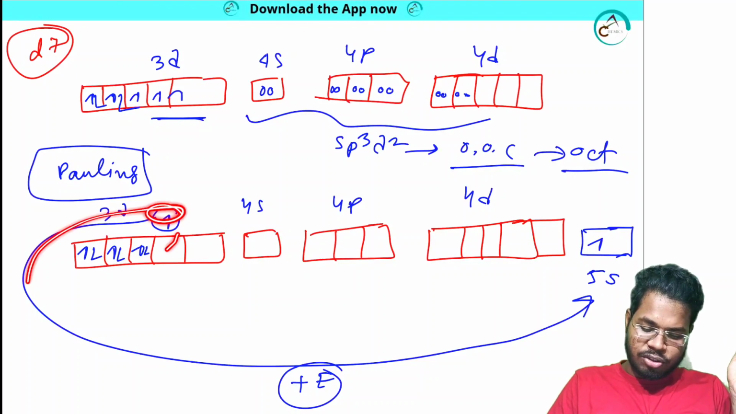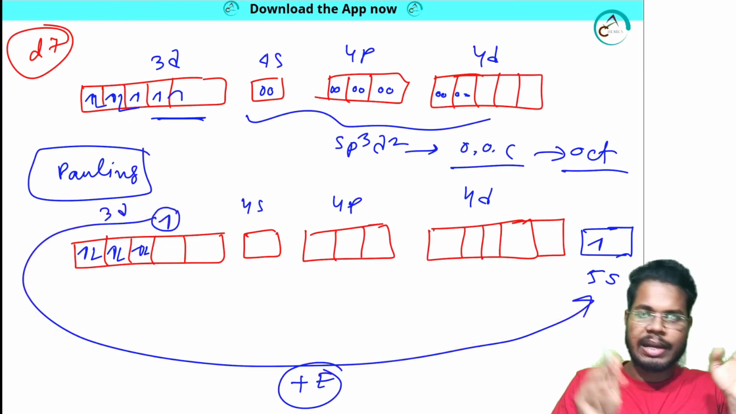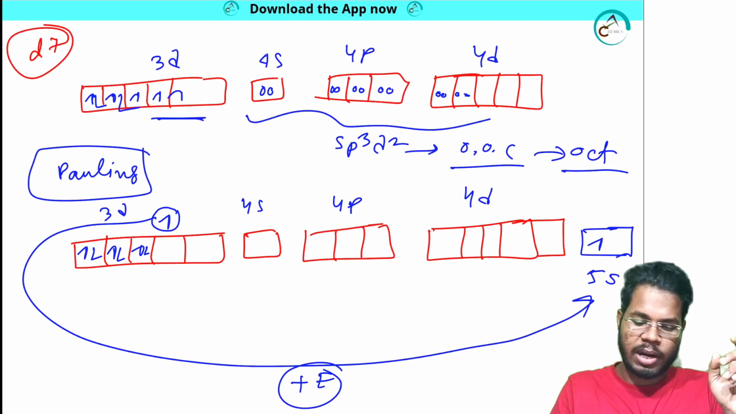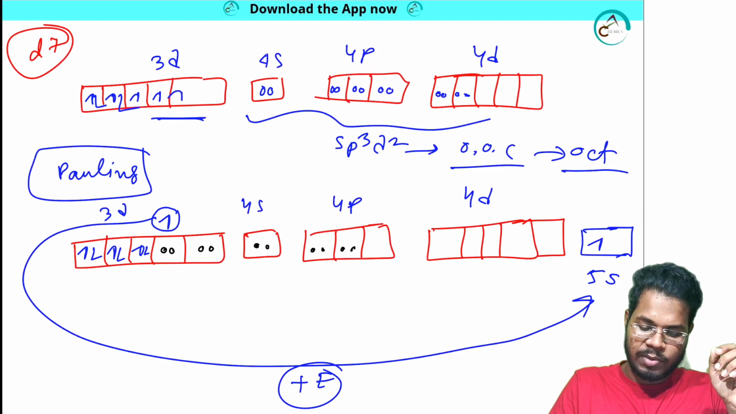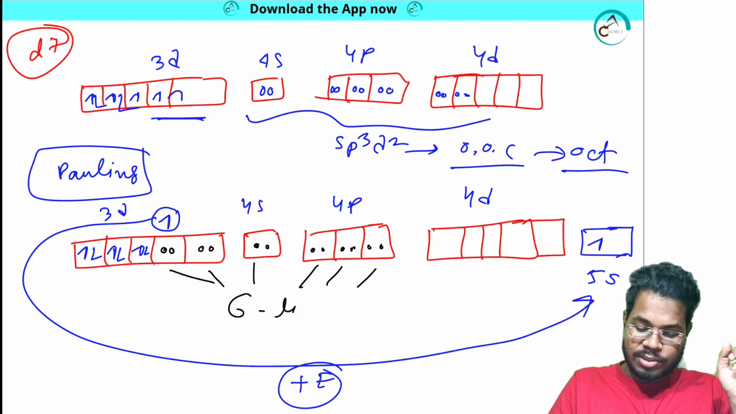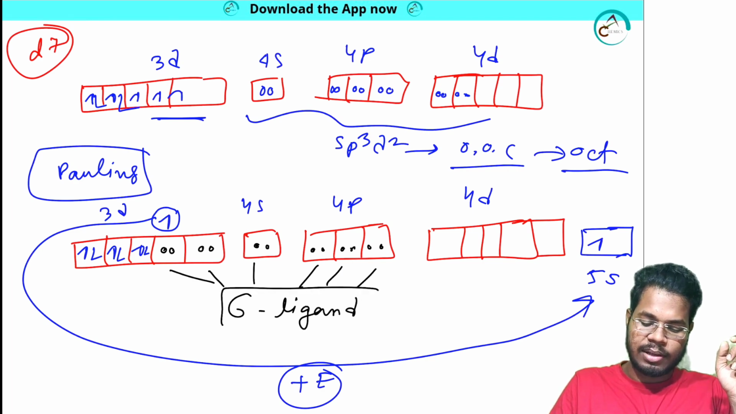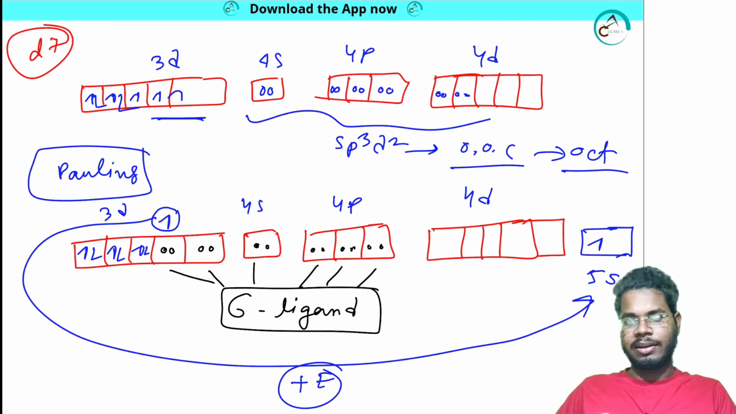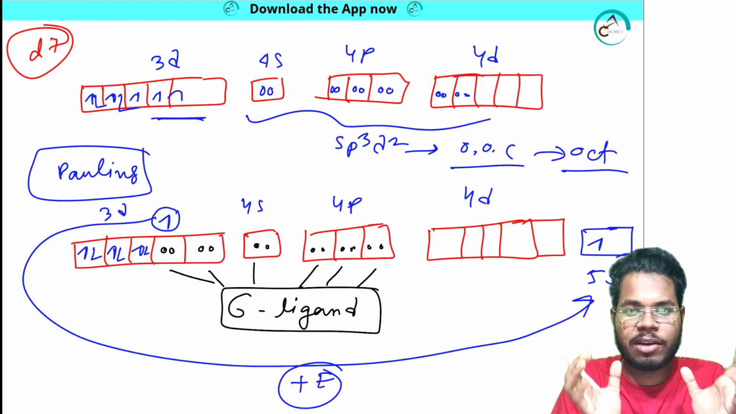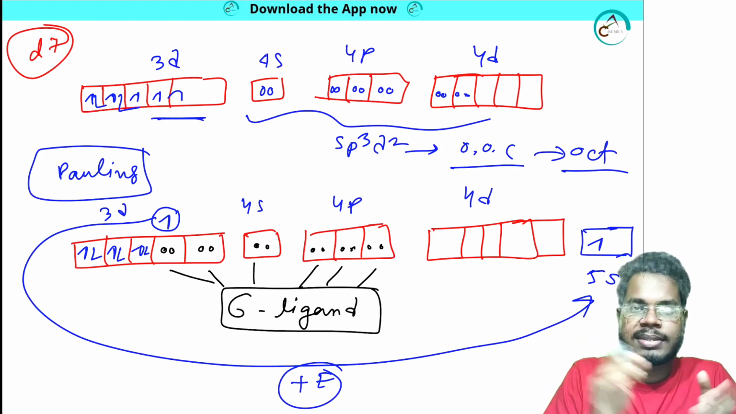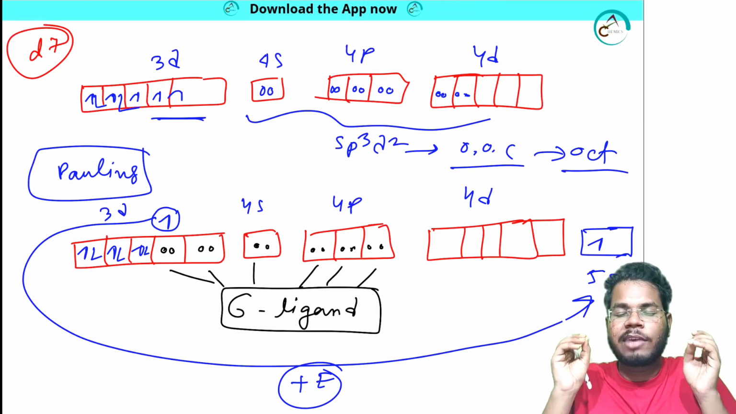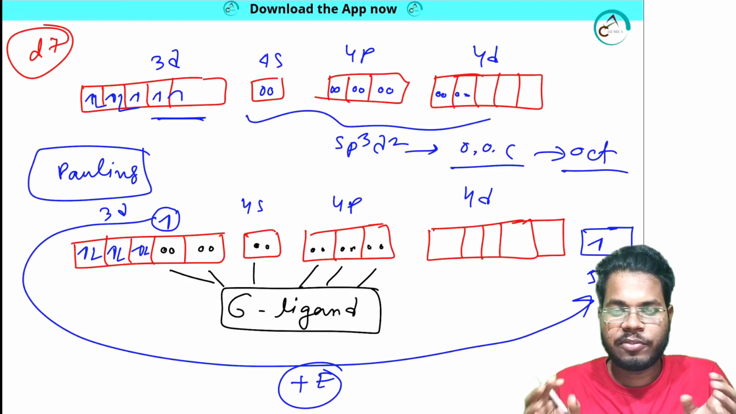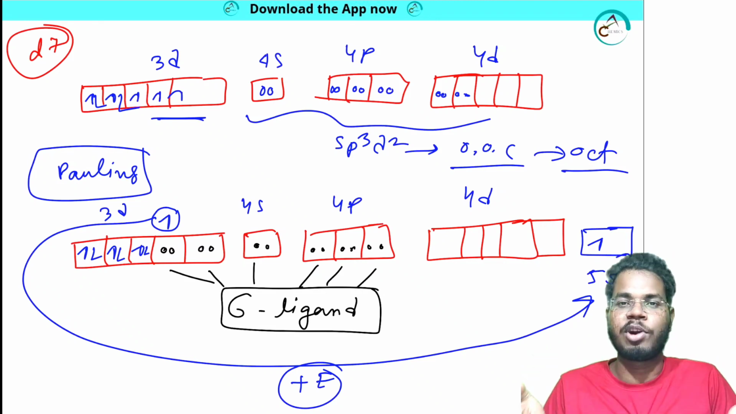Now when this electron goes there, then metal-ligand bond formation will occur. That means an inner orbital complex will form. How? Like this: 1, 2, 3, 4 ligand, 5th ligand, 6th ligand. So 6 ligands will interact with the metal. And why are 6 ligands interacting with the metal? To form a more stable system. If I ask you why you are doing this, you will say because it is making me comfortable. You will feel comfortable after doing this.